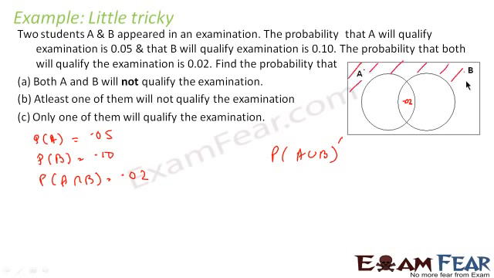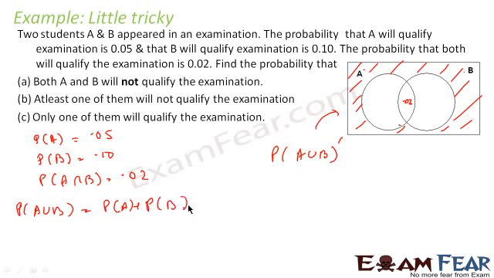This area. Because this is A, this is B, and both in this area only, we'll see A and B are not qualifying. And this is denoted by (A union B) complement. So we have to find (A union B) complement. First find A union B. So probability of A union B is equal to P(A) plus P(B) minus P of A intersection B. So this is equal to 0.05 plus 0.10 minus 0.02, and this comes out to be 0.13.